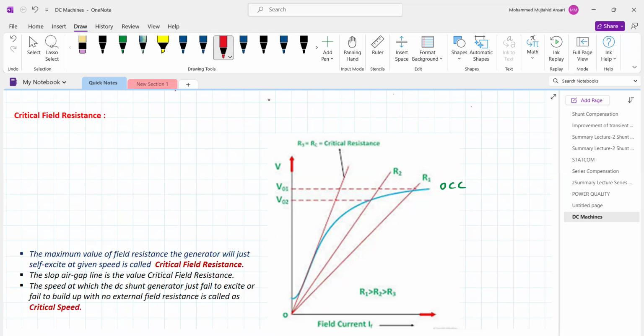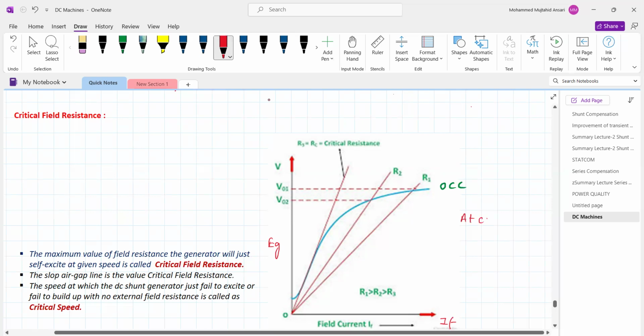This is the linear part of the open circuit characteristic, and here the magnetic circuit starts saturating, and because of this saturation, even if you increase the field current, we do not find any change, or there is only a small change in the EMF induced. So this is your EMF induced EG, and this is your field current IF. This is for an open circuit at constant speed. Now, suppose you draw a line which passes here, the line named R1.